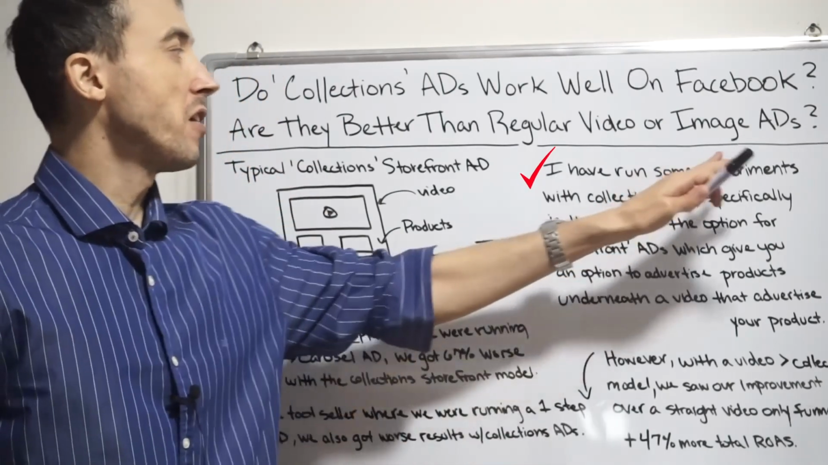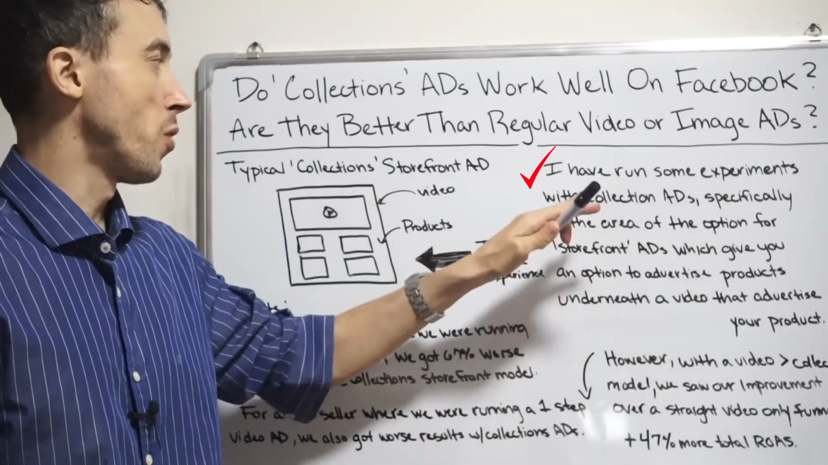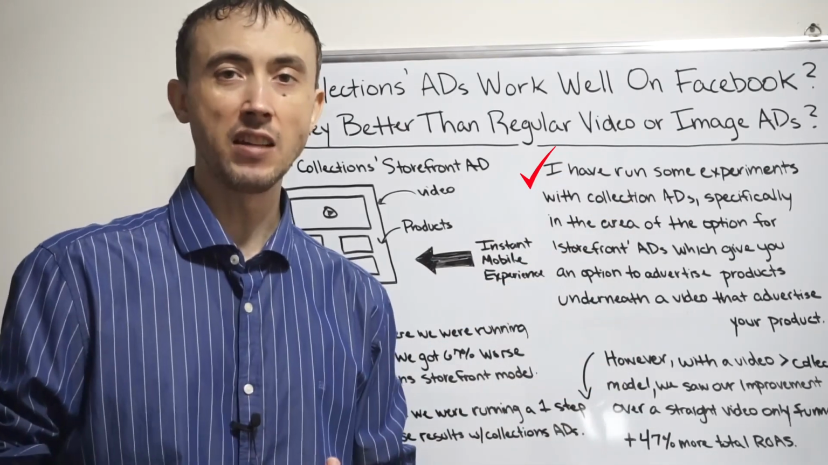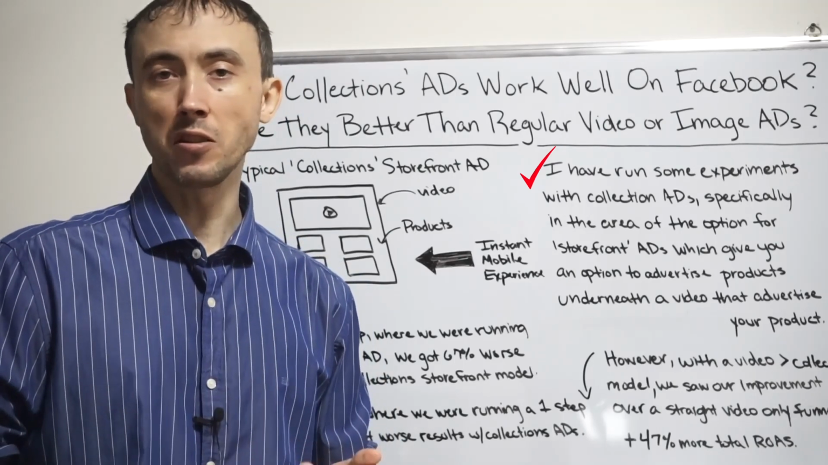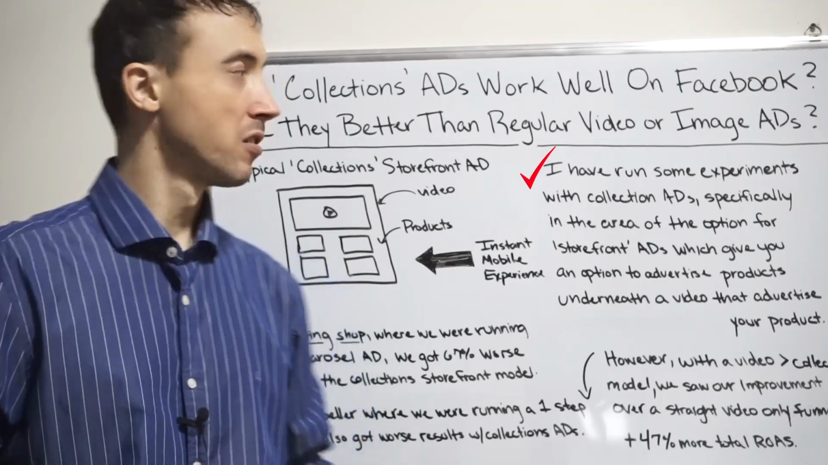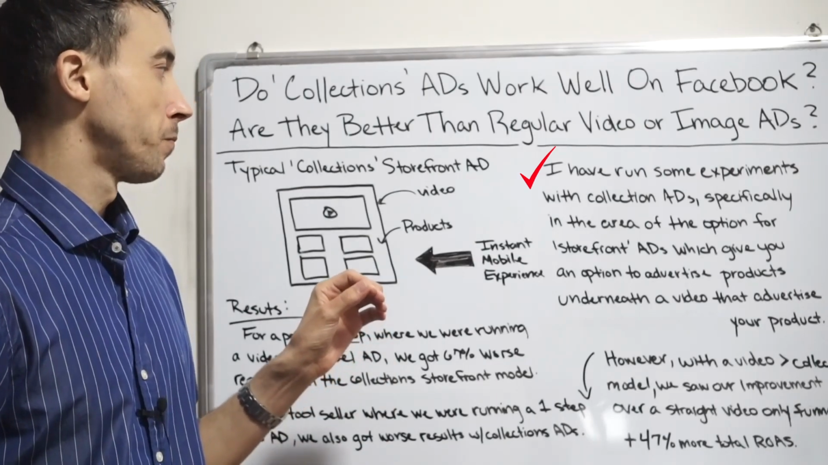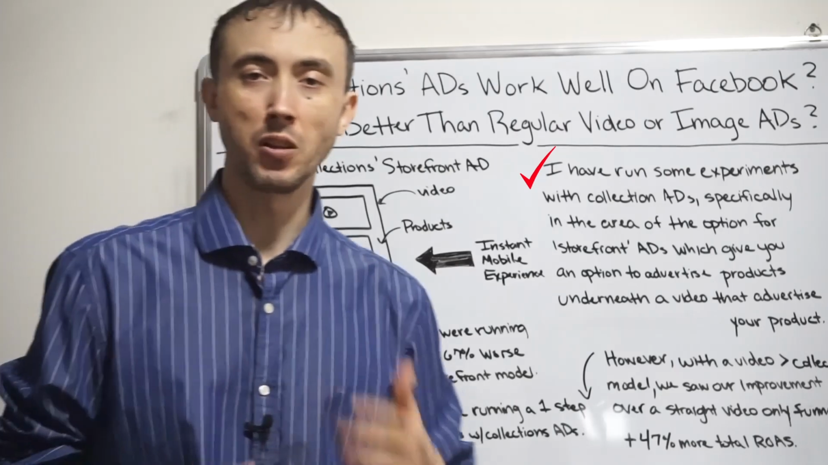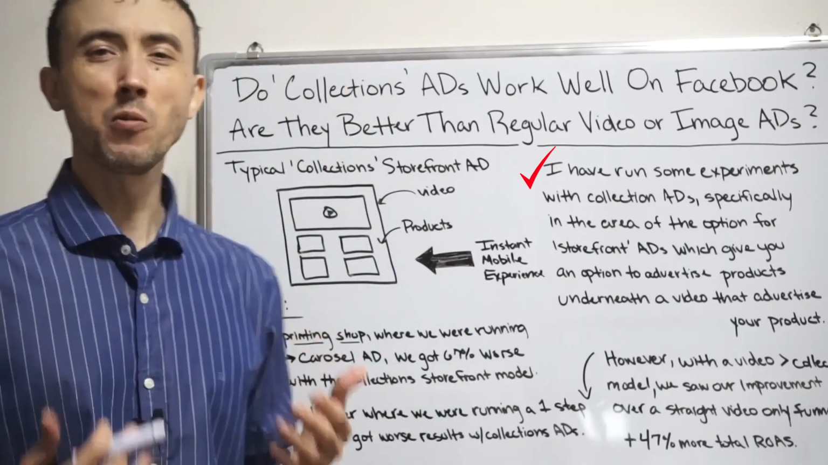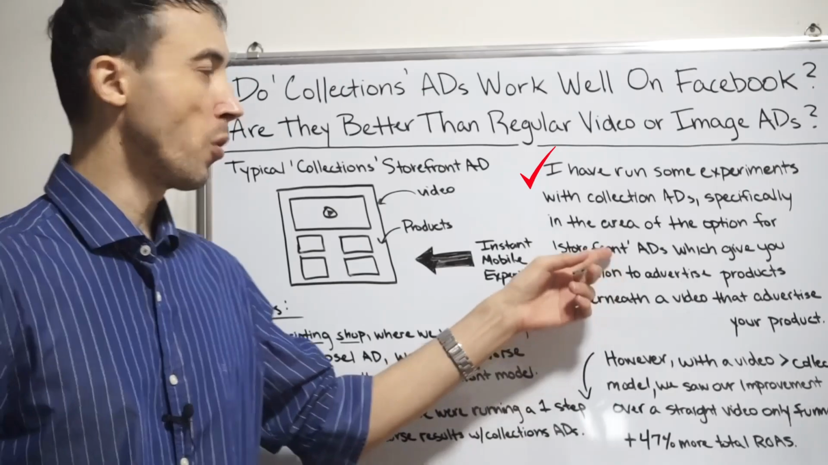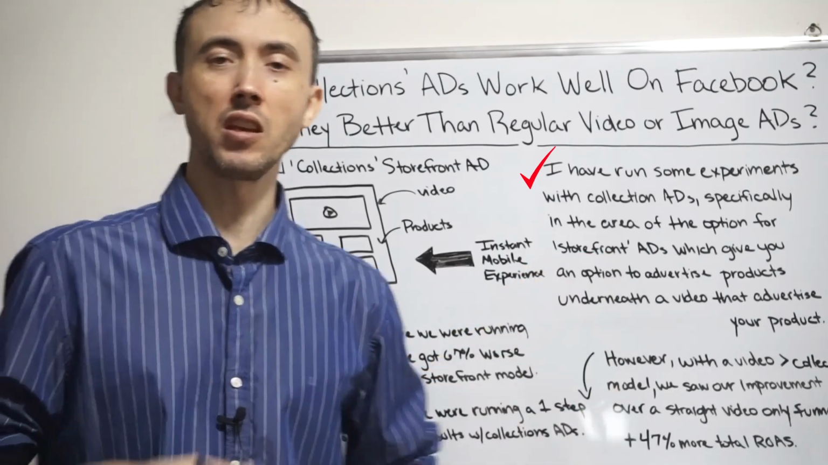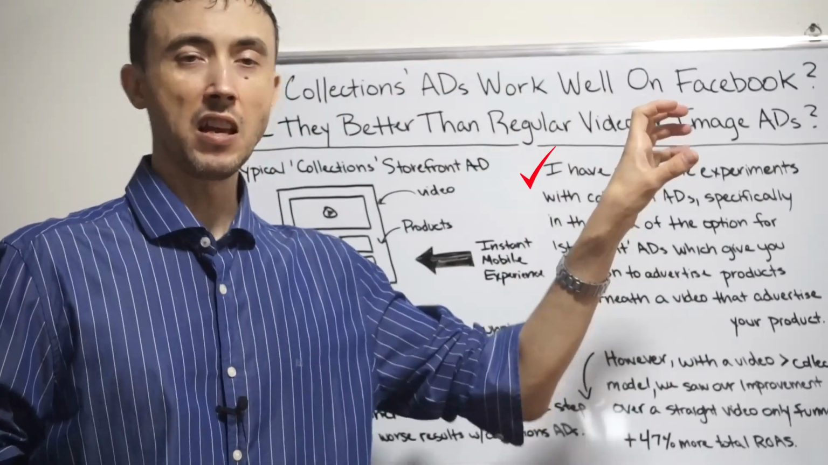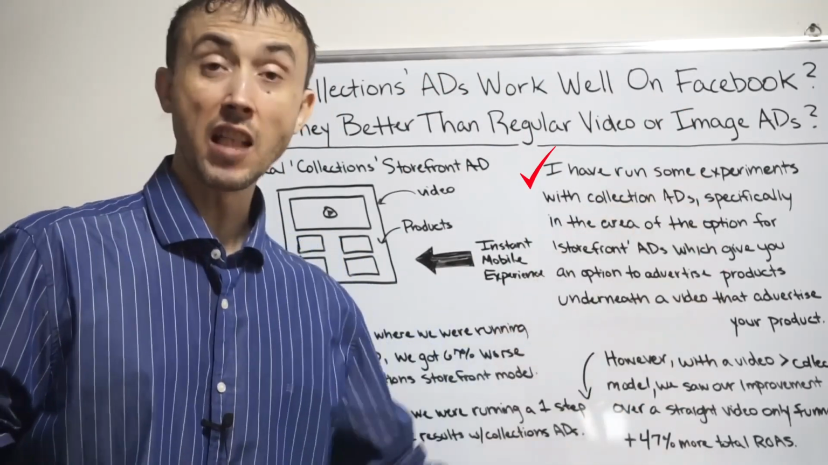So I've run some experiments, like I said, with collection ads just to see if they would work. Obviously, you have video ads and image ads that you can run. You have carousel ads, and then you have these collection ads. And specifically within the collection ads, there are multiple types that you can run. The only one that really made sense to me was the storefront ads. YouTube has something similar to this, where you run a YouTube ad, and then underneath the video there are products. And I love those ads.